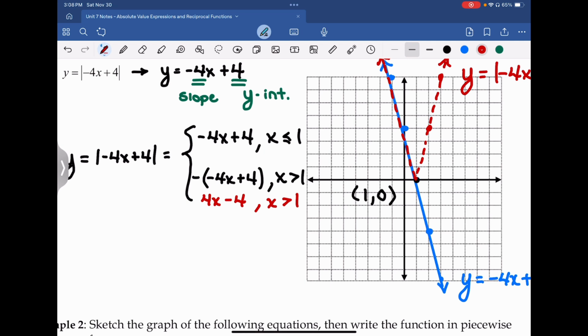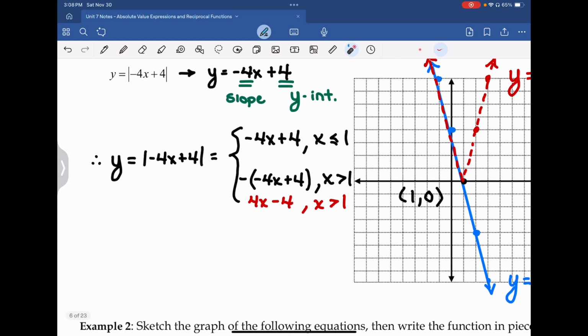In fact, you're telling me exactly what we need to know, where if I was to sketch this out, my absolute value is defined by this line here, which is defined by this. So if you want to distribute the negative in, great. If you don't distribute the negative in, totally fine. Just know that either way is correct here.